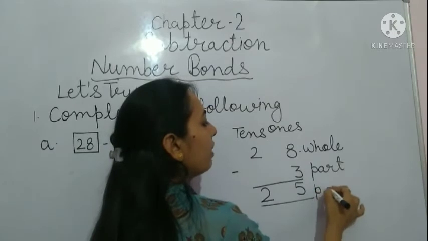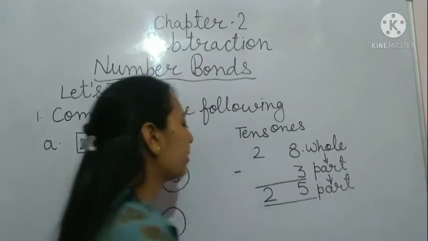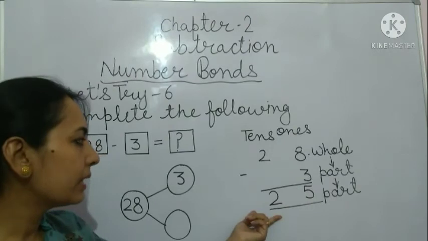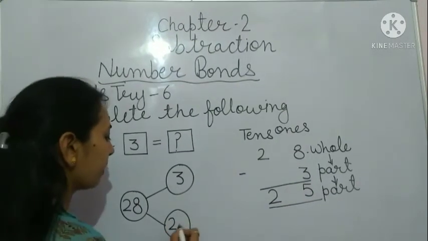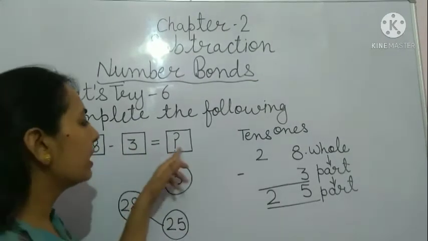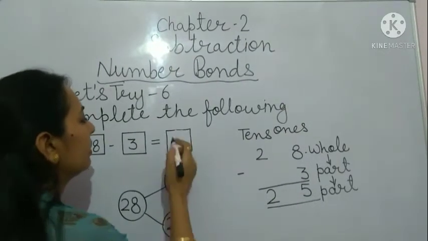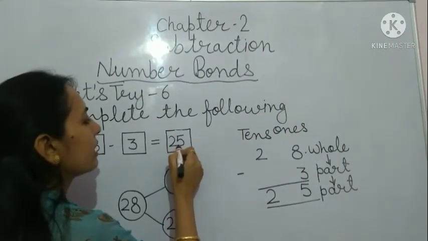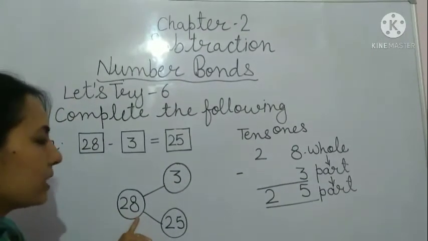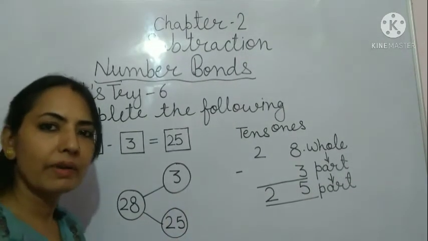And now we have another part, and क्या है हमारा next part? We have 25. So we got our next part, that is 25. So if we minus 3 from 28, we got here 25 as an answer. So as you observe कि हमारा 28 का हमारे पास one part था 3, and we find the next part is 25.